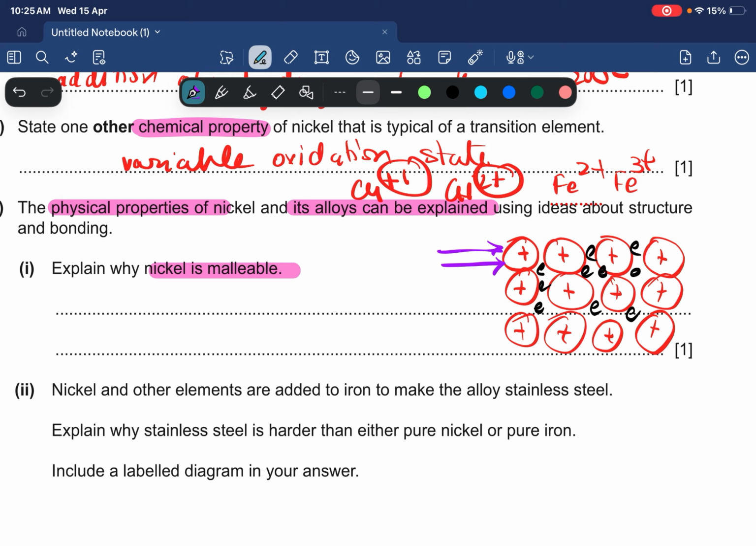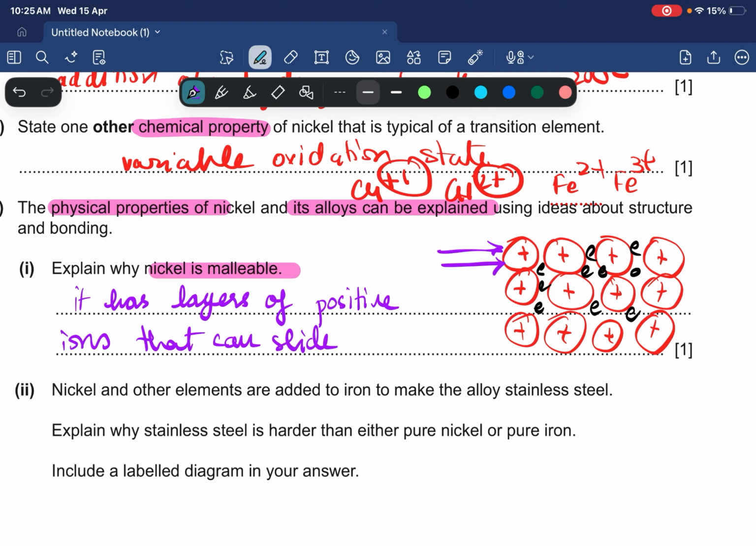It has layers of positive ions that can slide over one another when force is applied without the metallic bond being disrupted.